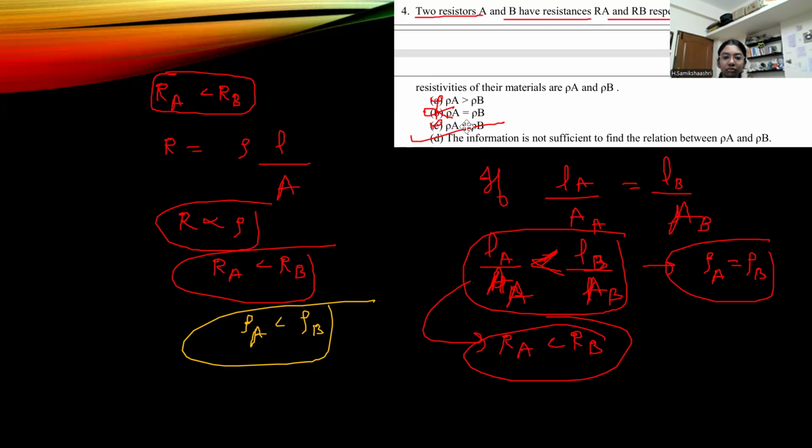Option D, because nothing is given regarding rho and A. A proper relation is not given. This information is not sufficient to find the relation between rho A and rho B. They should give some information regarding the length and area. The formula is rho L by A. Here they mention RA is less than RB, but nothing is mentioned regarding length and area. So option D is correct.